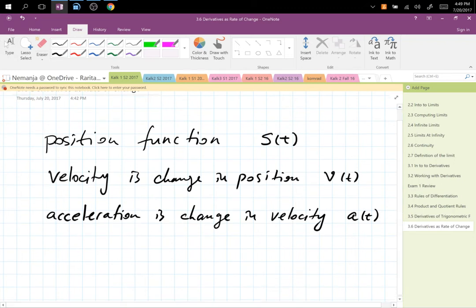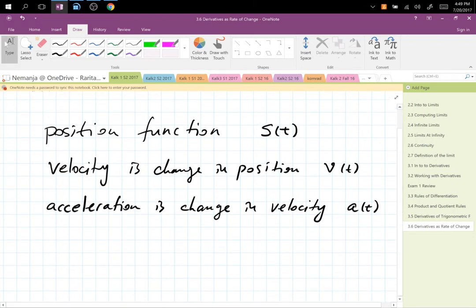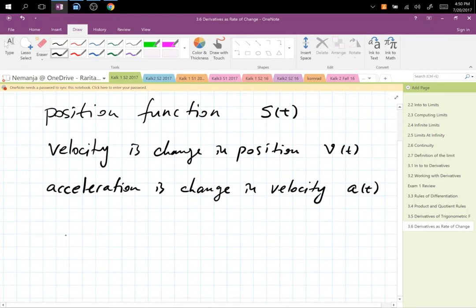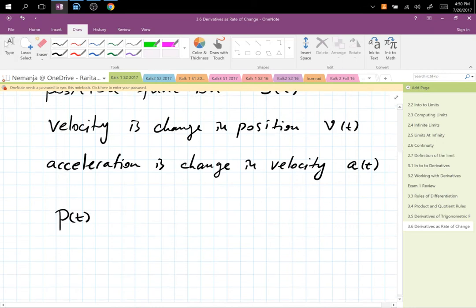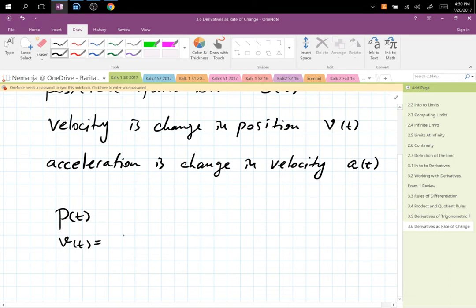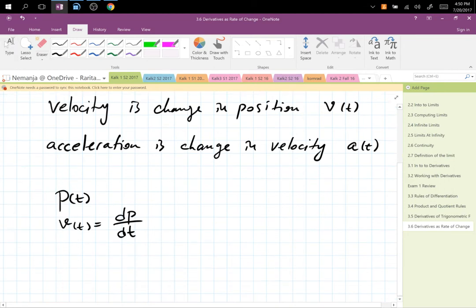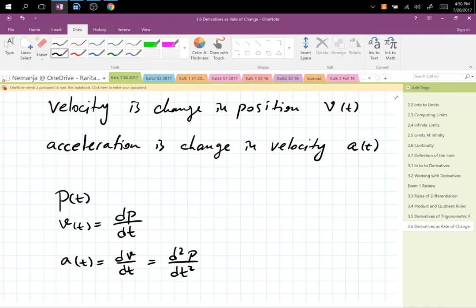So now we also know that change means derivative. So I can start describing this: I have the position function, then I have the velocity function, which is the derivative of the position function with respect to time. And then I have the acceleration function, which is the derivative of velocity in time, which is also the second derivative of position, again in time. So acceleration is the first derivative of velocity and the second derivative of position.